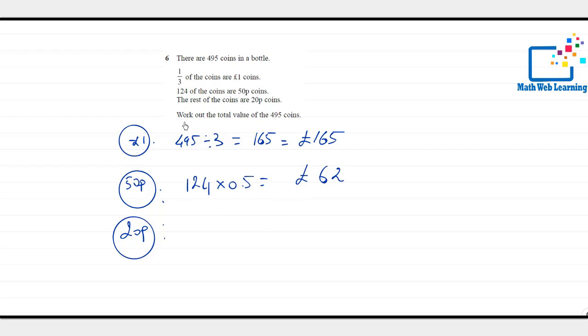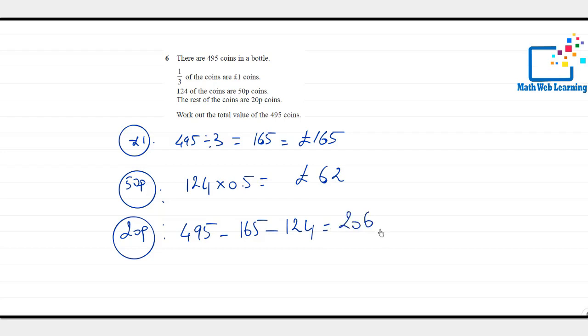It says the rest of the coins are 20p. So we need to work out how many 20p coins we have. So we need to do 495 minus 165, the number of £1 coins, and minus the number of the 50p coins. I'll do that in the calculator right now. 495 minus 165 and minus 124.